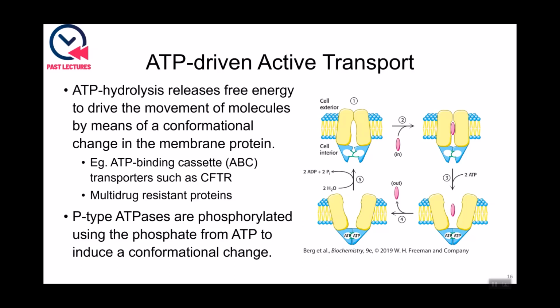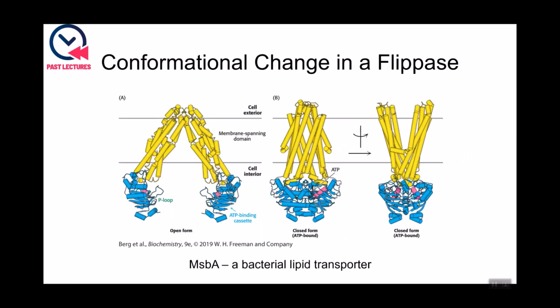The other way ATP can drive active transport is by donating a phosphate to phosphorylate amino acid side chains, and this will result in the conformational change. These membrane proteins may also be known as P-type ATPases. Here's just an example of a flippase where ATP hydrolysis is helping to change the conformation of the structure, allowing for the movement of a phospholipid from one side of the membrane to the other.